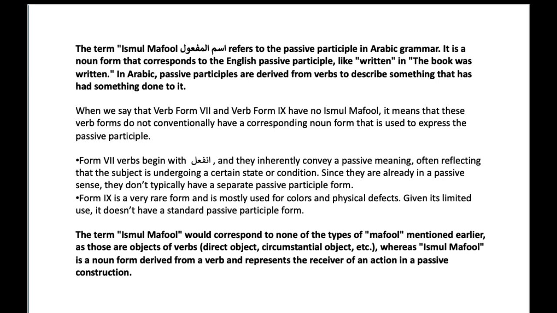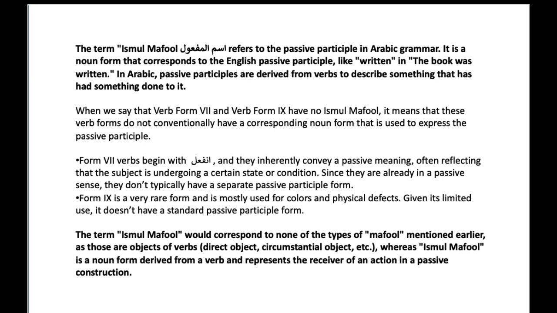When we say that verb form 7 and verb form 9 have no Ismul Mafool, it means that these verb forms do not conventionally have a corresponding noun form that is used to express the passive participle. Form 7 verbs begin with in fa'ala, and they inherently convey a passive meaning, often reflecting that the subject is undergoing a certain state or condition. Since they are already in a passive sense, they don't typically have a separate passive participle form. Form 9 is a very rare form and is mostly used for colors and physical defects. Given its limited use, it doesn't have a standard passive participle form.